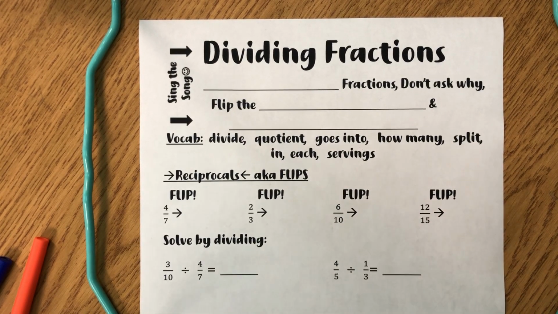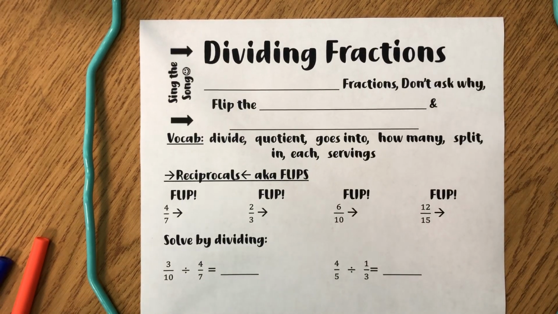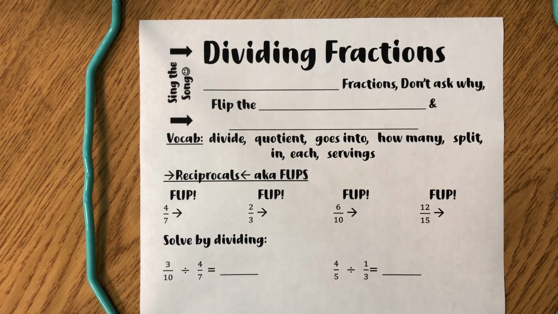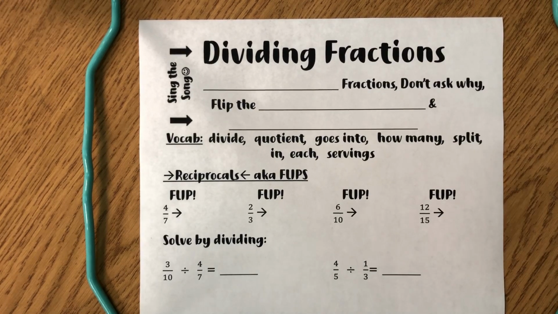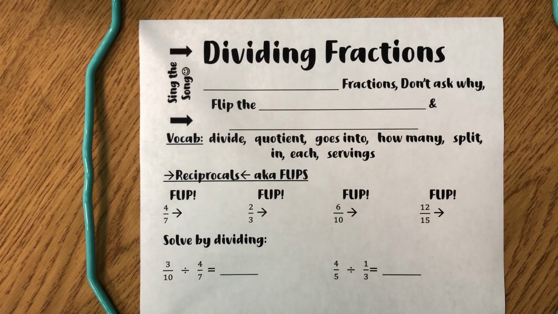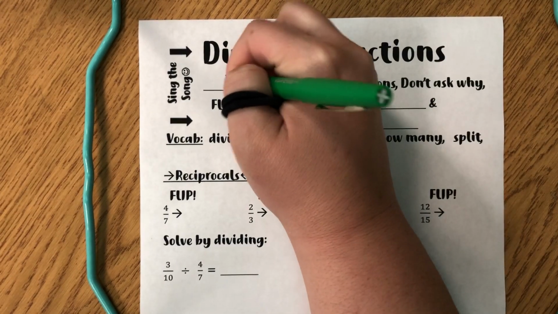Today we're going to cover dividing fractions. Dividing fractions is very similar to multiplying fractions, but we do have a song that reminds us of our rules. The rule for dividing fractions is to keep, change, and flip. We're going to sing this song, and the song is: dividing fractions, don't ask why, flip the second and multiply. We're going to fill in those blanks.